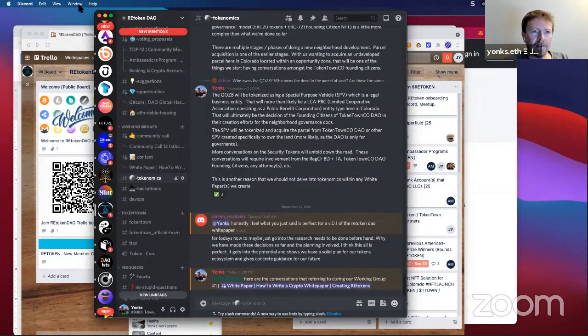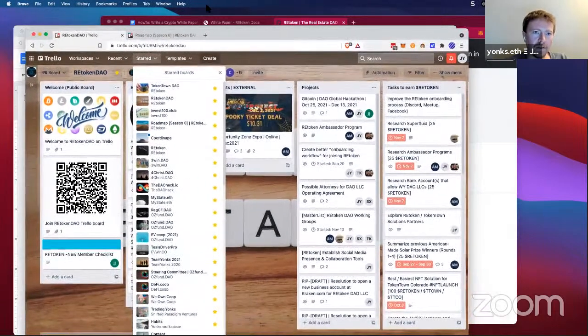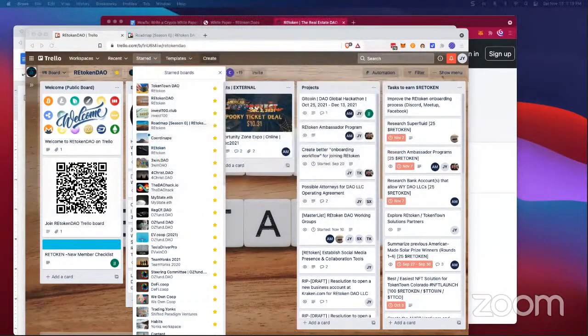Yeah, and let me see if I have this window. So there, I just pinged everybody on the Tokenomics. If you want to kind of read here, one of the things that I was going to bring up real quick was, let me see if I've got it here. Let me close some of these down.